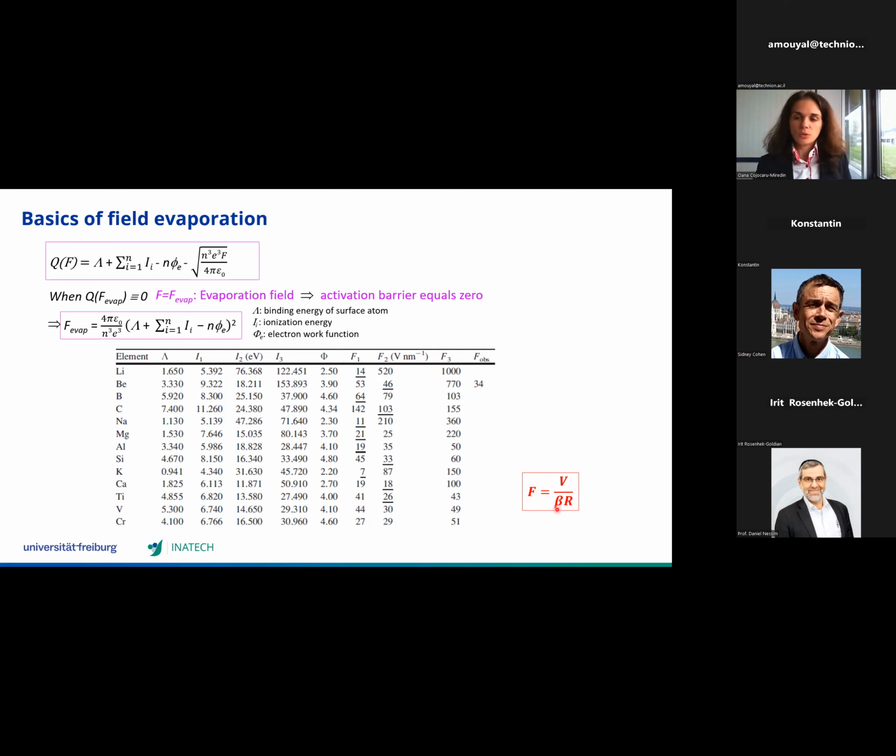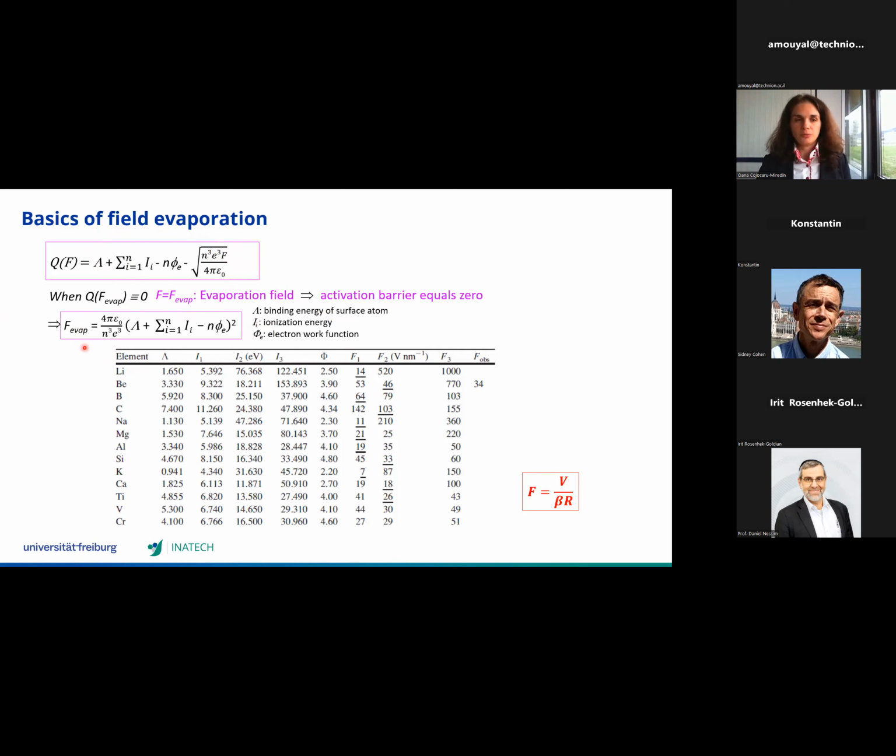Since this is so important, it was important to be able to determine the evaporation field for different materials, different elements. This is the table where it shows how to determine the evaporation field by applying this approximation, where it says that when the field is equal to the evaporation field, then the activation barrier is equal to 0. So if we have this equation and we make it equal to 0, then we can subtract the evaporation field, given by this parameter.